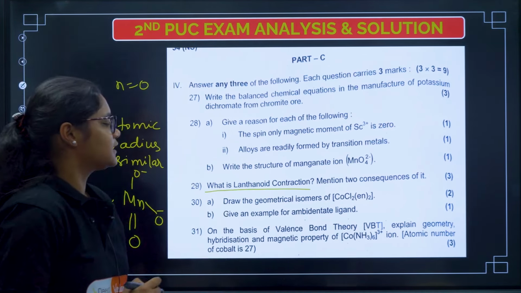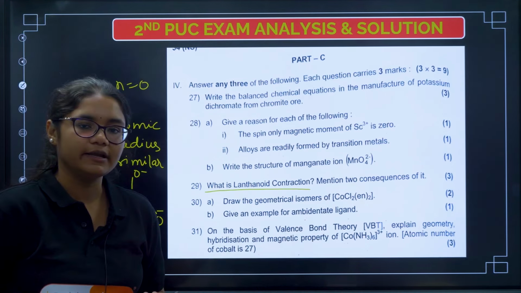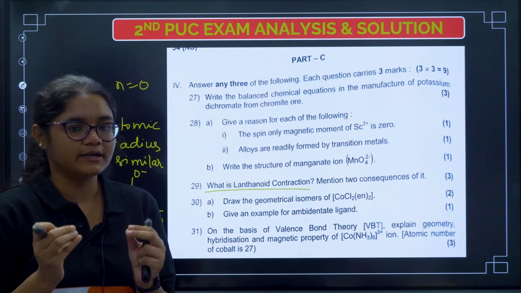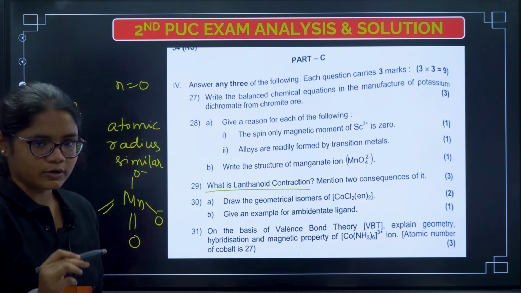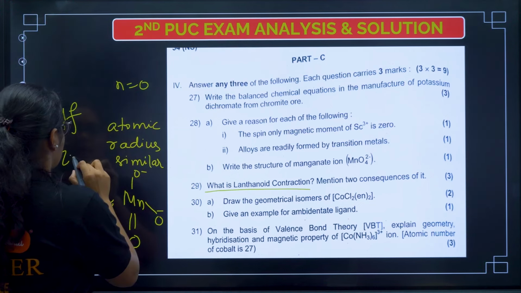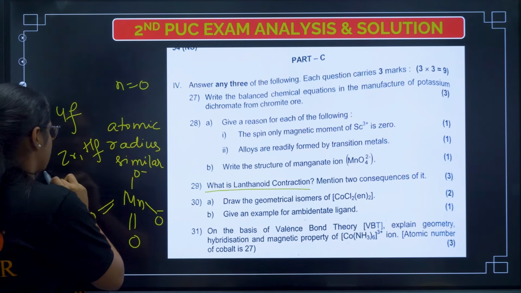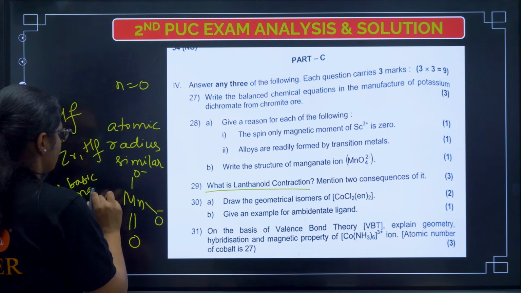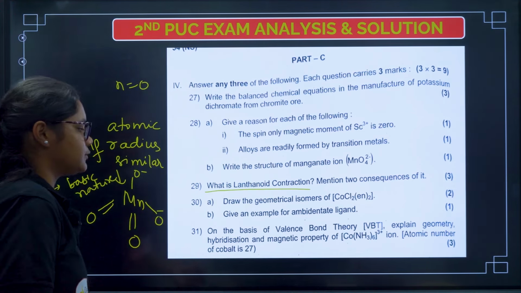Next, this is a very important question. Many times this question comes: lanthanide contraction and 2 consequences. So what is lanthanide contraction? The steady decrease in the atomic radius due to the poor shielding effect of 4f orbitals, right? You have to mention the poor shielding effect of 4f orbitals. And what are the consequences of that? You can write zirconium and hafnium sizes are similar. That is why they are difficult to separate. And then you can write the basic nature decreases along the period. So any 2 consequences you can write down.